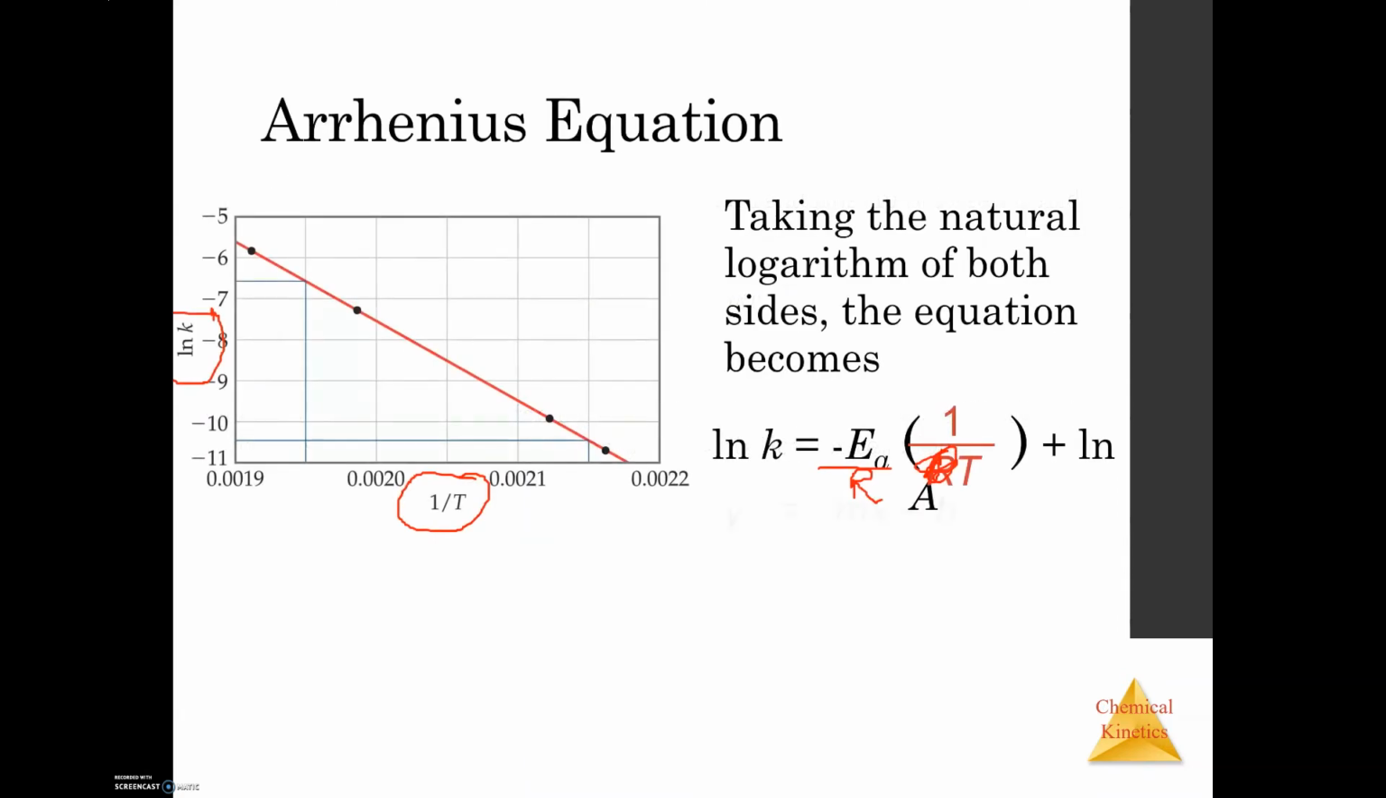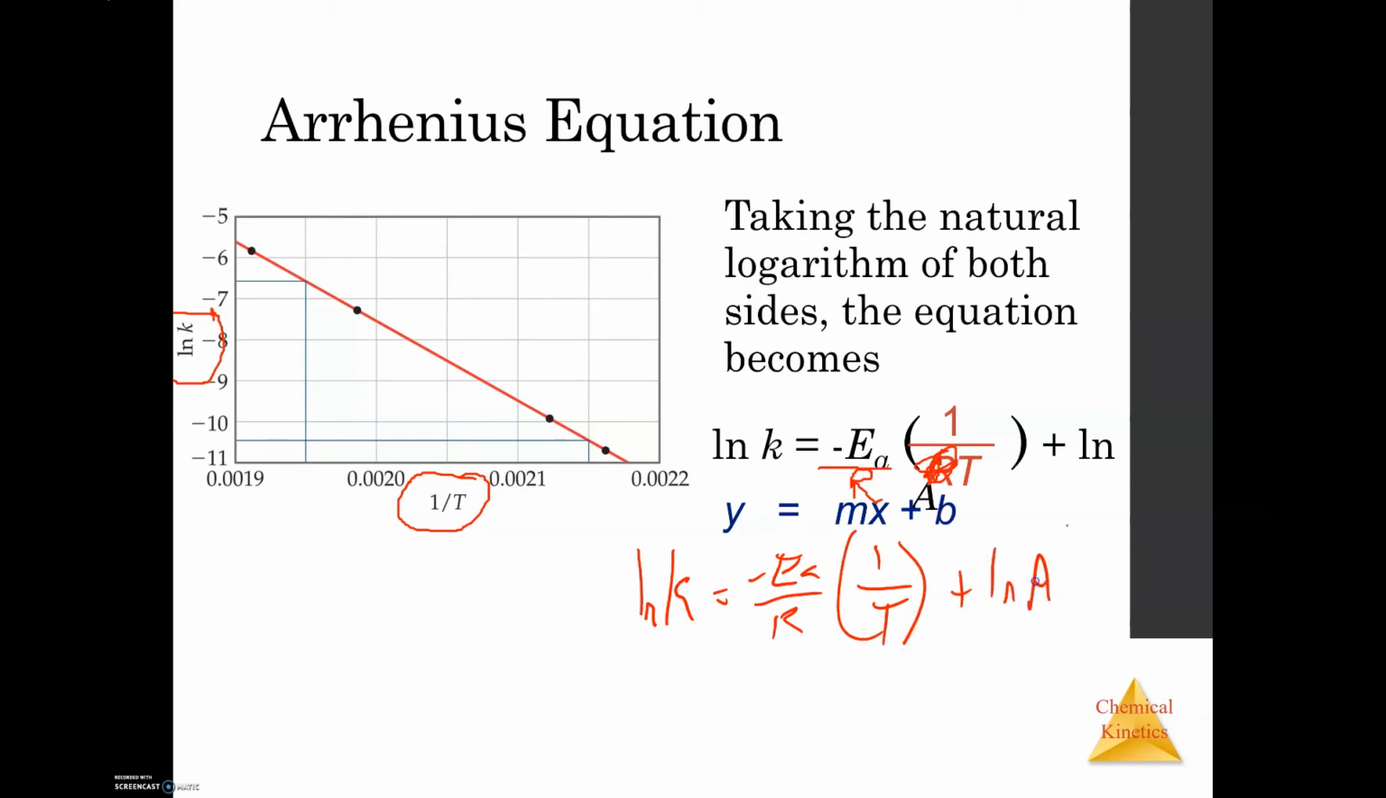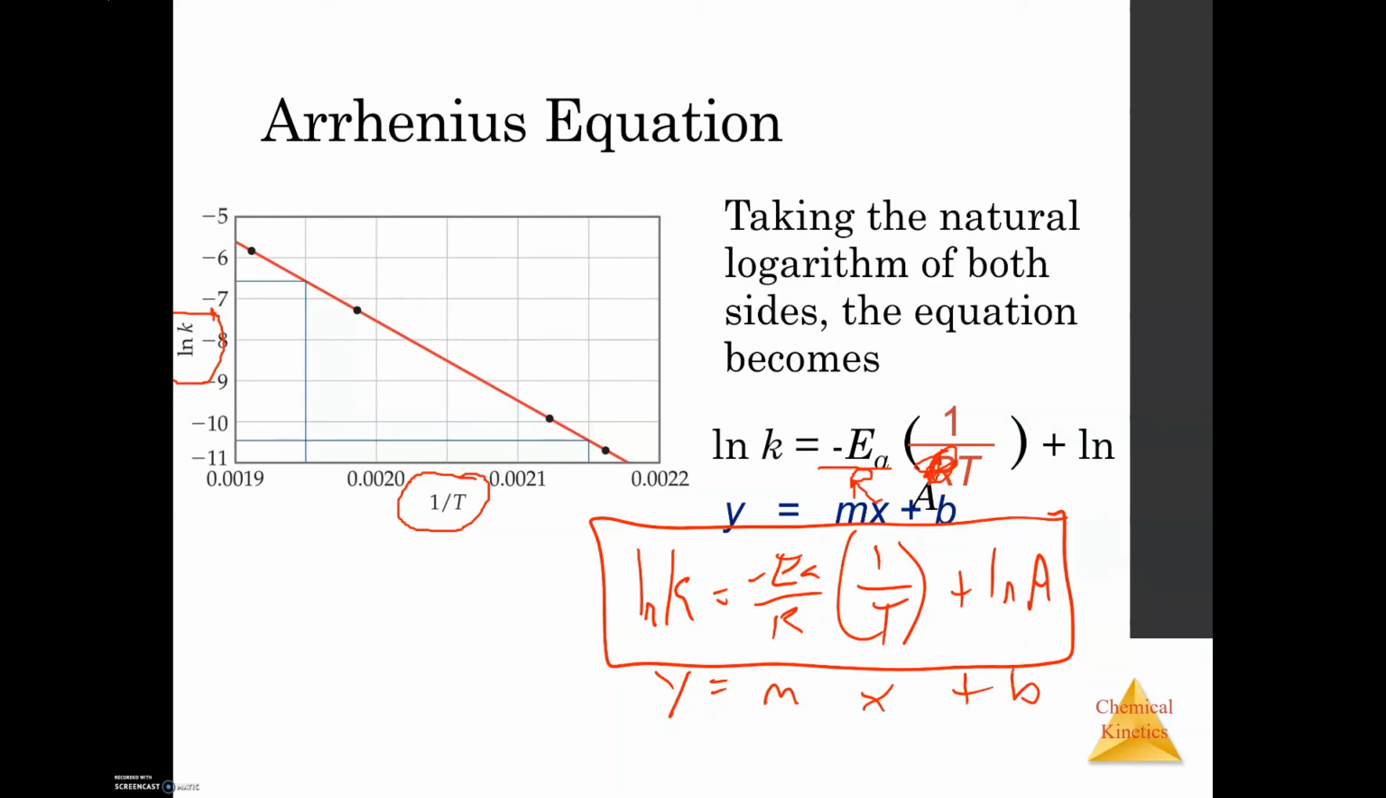We're going to do some manipulation with this to get it to a form that we can use. So the natural log of k equals negative Ea divided by R times 1 over T, where T is temperature, plus the natural log of A. That is the Arrhenius equation, also represented by y = mx + b, where m is equal to negative Ea divided by R. You can figure out the activation energy by plotting a graph of ln k versus 1/T. Remember, temperature is in Kelvin. And so Ea, we want to solve for that, so Ea is equal to negative m times R.